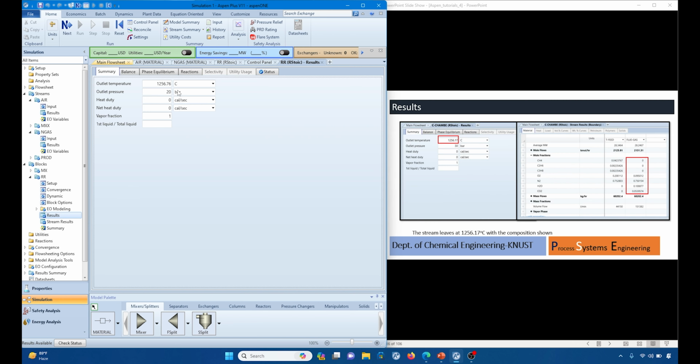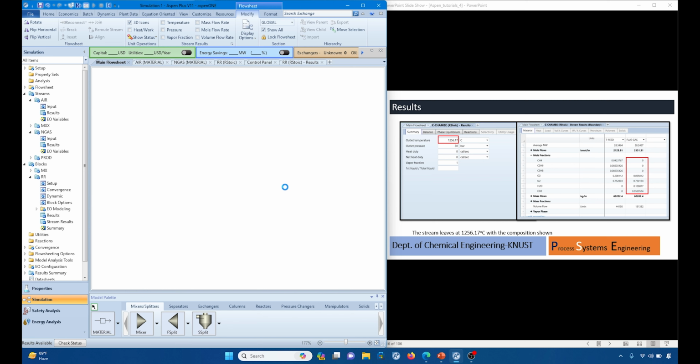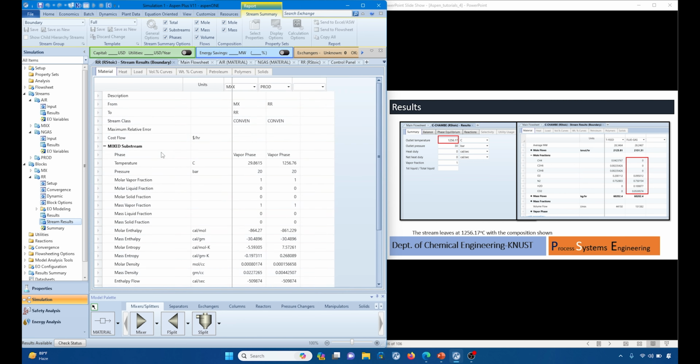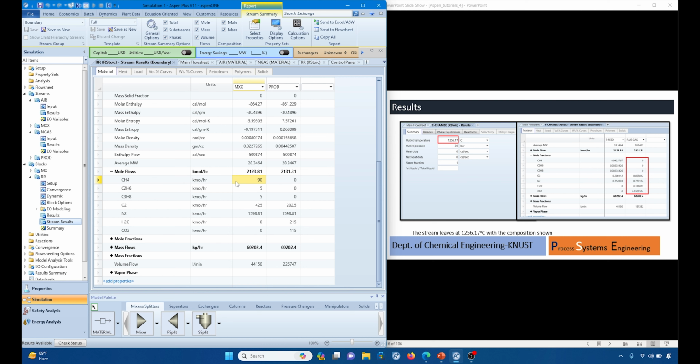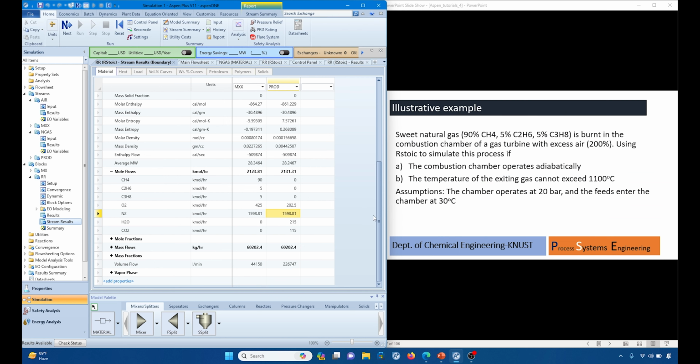Also, we can go to our streams, look at the stream results. To our molar flows, and you can see that all of these have been completely used up, minus the oxygen, and we have products. Our results are good.